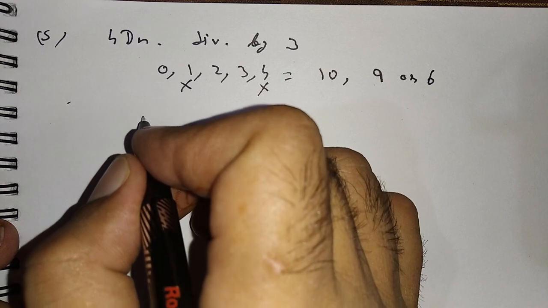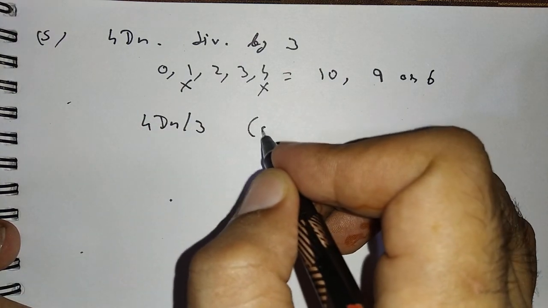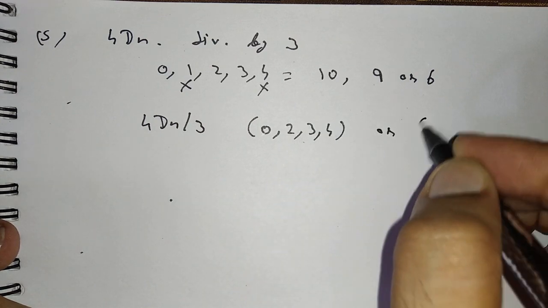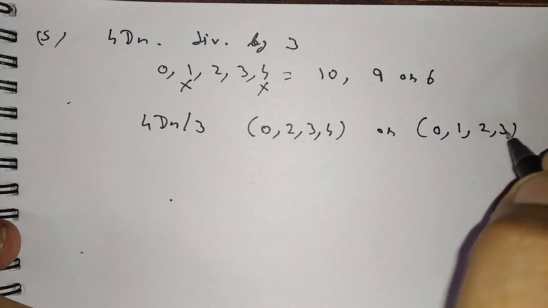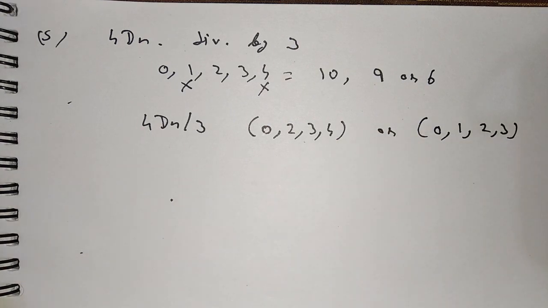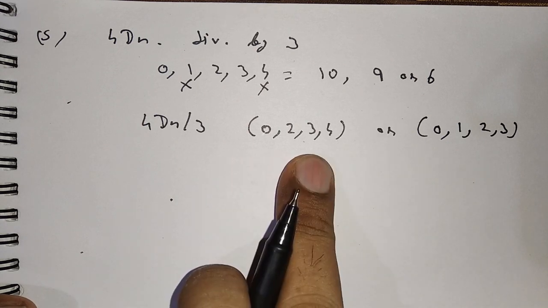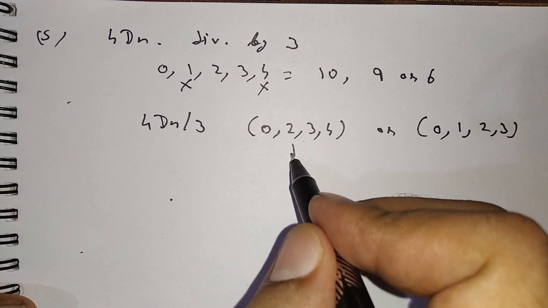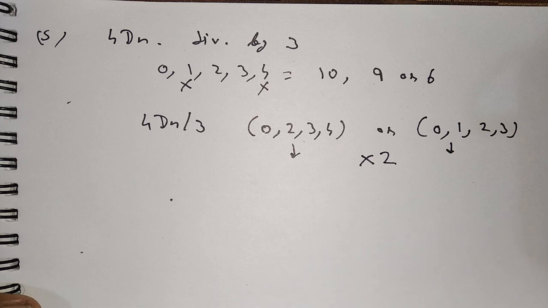So a 4-digit number divisible by 3 can be formed either by digits 0, 2, 3, 4 or 0, 1, 2, 3. Now see, in both the cases we have one 0 and another 3 non-zero digits, which means we have to find only one answer of any one and then it will be multiplied by 2.